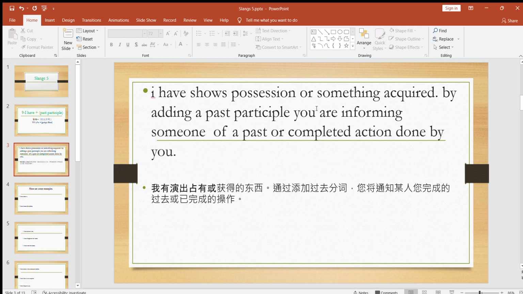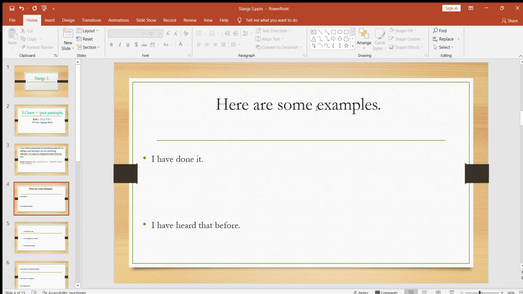Okay, let's look at some examples, but before going there, we can look at the description. I have shows possession or something acquired. By adding a past participle, you are informing someone of a past or completed action done by you. Again, it's a perfect tense. So if you say I have, and when you add a third form or past participle with it, you are simply telling to the other people that you have done something, you have completed an action, or something you have already done in the past. Okay, let's look at some examples.